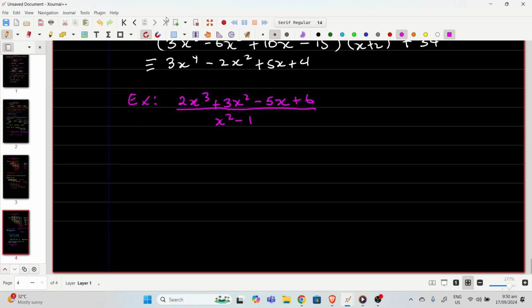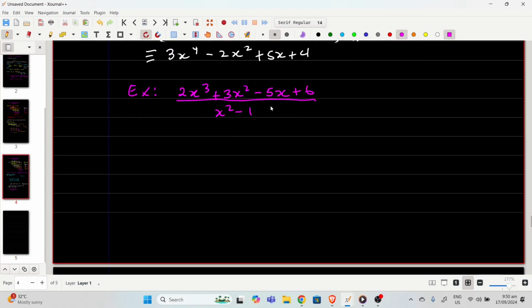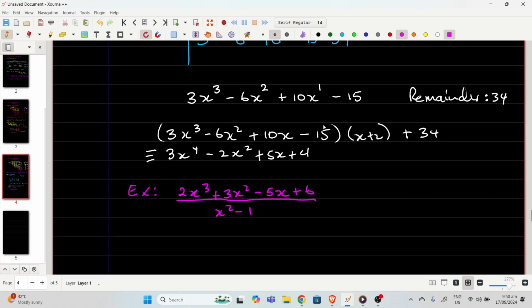You can try some problems now and verify the answers by taking the remainder plus the divisor multiplied by the result that you get. If you get back the original dividend, then your answer is correct. If you did not get back the original dividend, your answer is not correct. All right? So you can try the problems and check your answers.